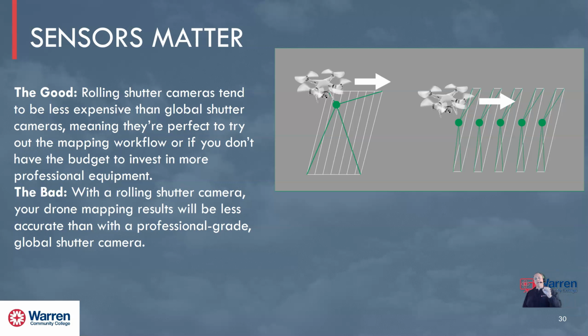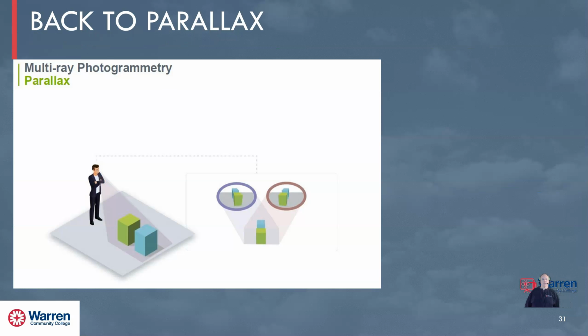So you have your drone, you have your picture. Global on the left takes the entire picture at once. Rolling on the right takes portions of the picture as the shutter rolls. So you're going to get some distortion there. Your notion of parallax is kind of displayed here.